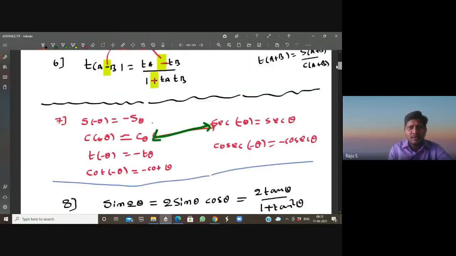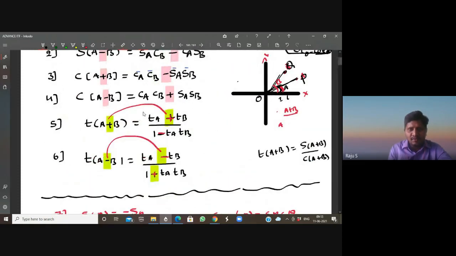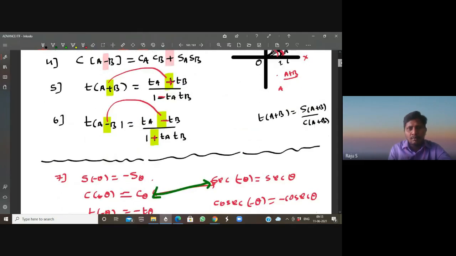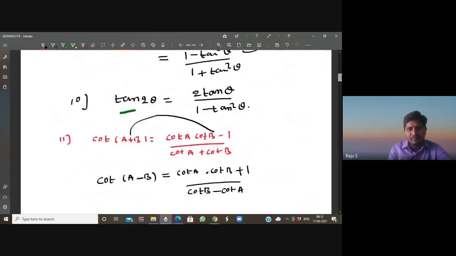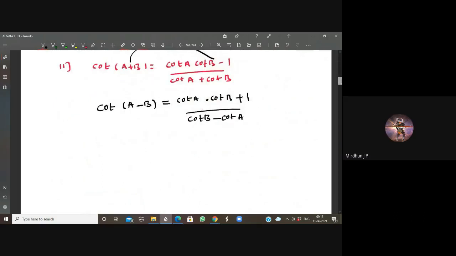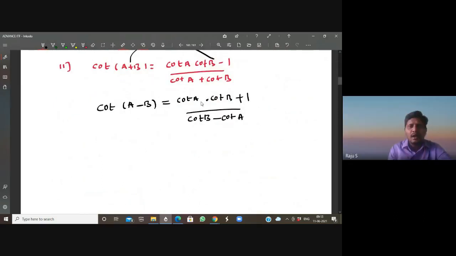Even if you get any doubts, you can check it. You can derive from this form. Okay, simple. You can write it as minus cot A plus cot B, minus cot A plus cot B, like that also. So whatever you feel convenient, in that way you can remember.